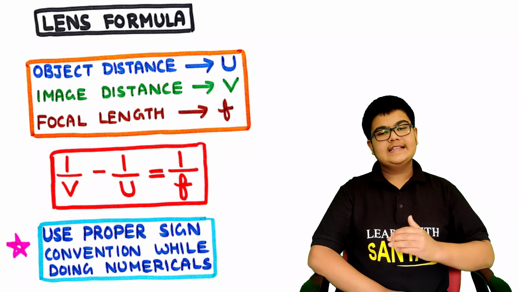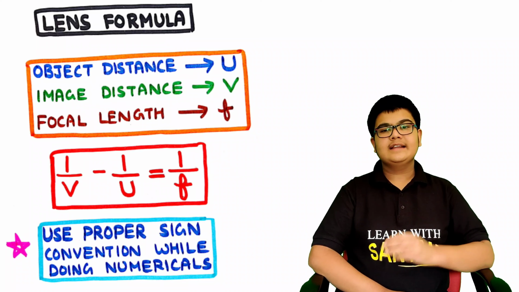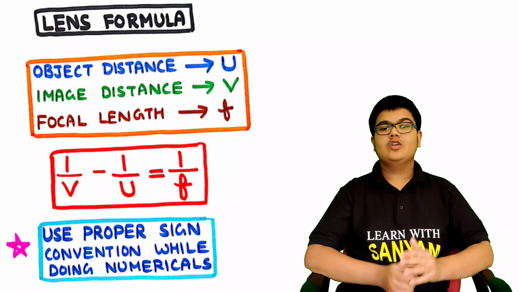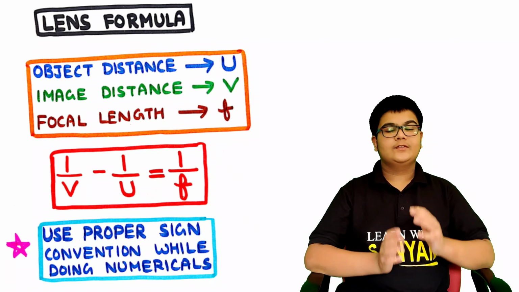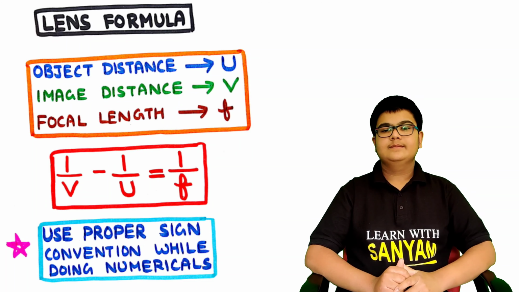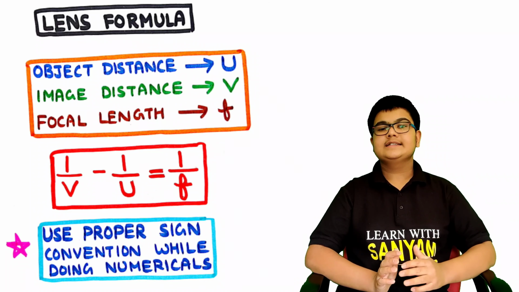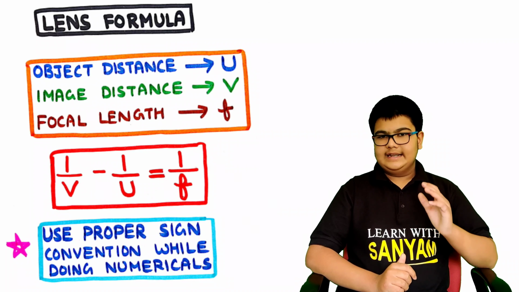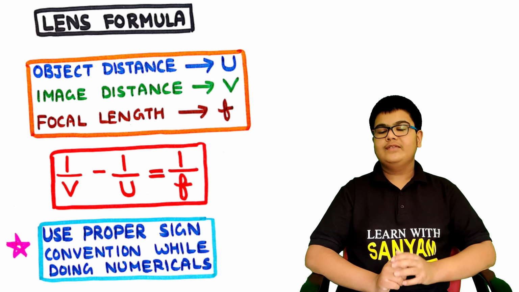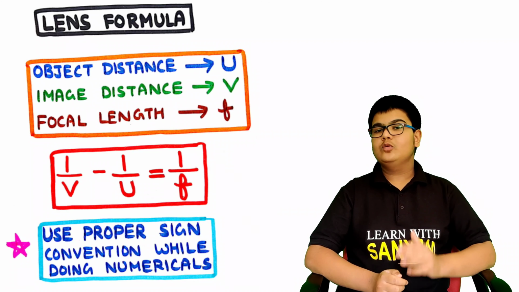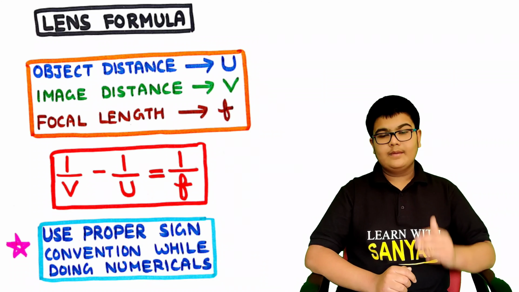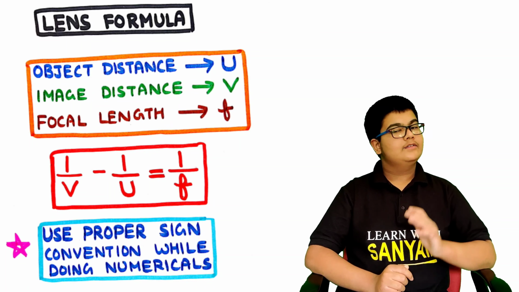Now again, for the lens formula, 3 important variables are involved. The first is u, that is the object distance or the distance of the object from the optical center of the lens. Second is v, that is the image distance from the optical center. And third is f, that is the focal length of the lens. Now the lens formula is that 1 upon v minus 1 upon u is equal to 1 upon f. So 1 upon image distance minus 1 upon object distance is equal to 1 upon focal length.